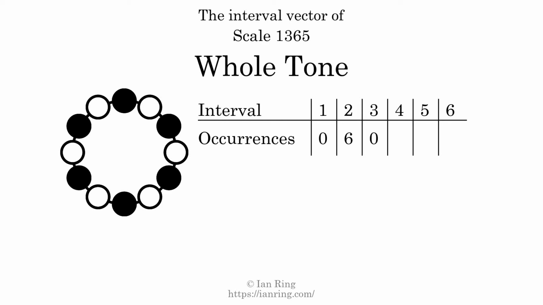There are no intervals with the size of 3 semitones. There are 6 intervals with the size of 4 semitones. They are here, here, here, here, here, and here. There are no intervals with the size of 5 semitones. There are 3 intervals with the size of 6 semitones. They are here, here, and here. Each interval does not appear in this scale a unique number of times, so this is not a deep scale.